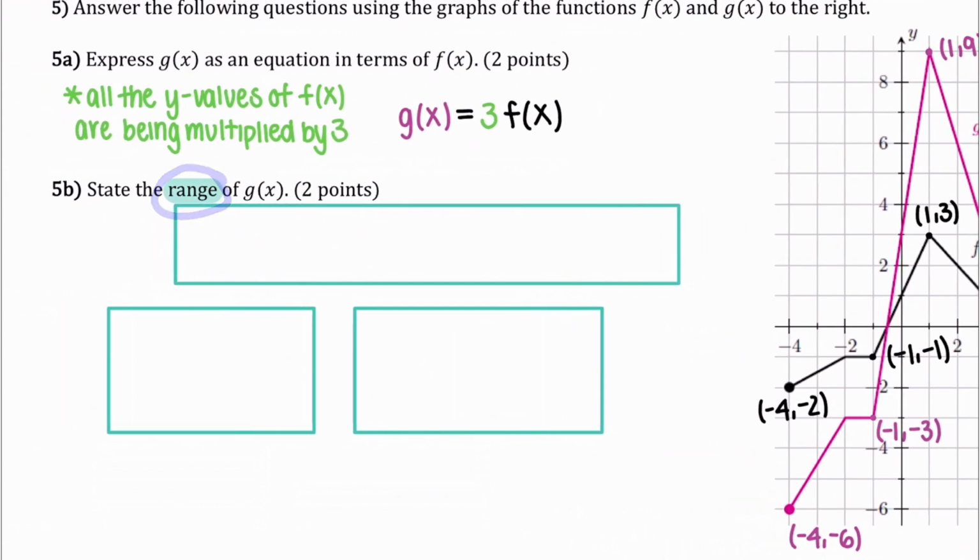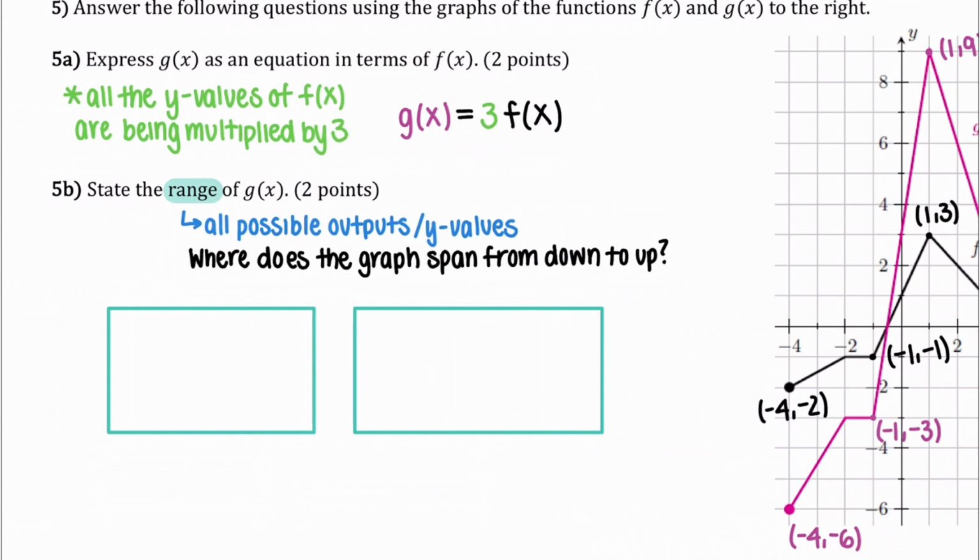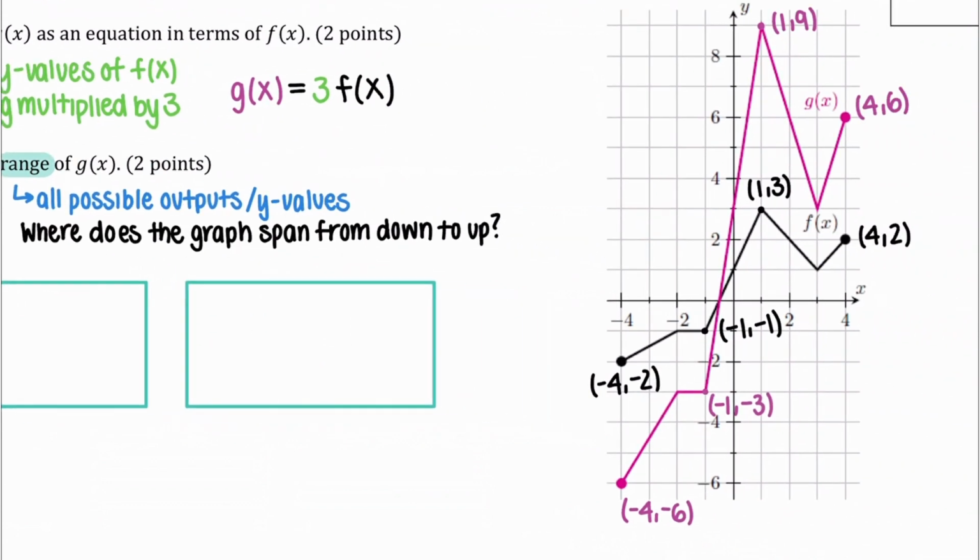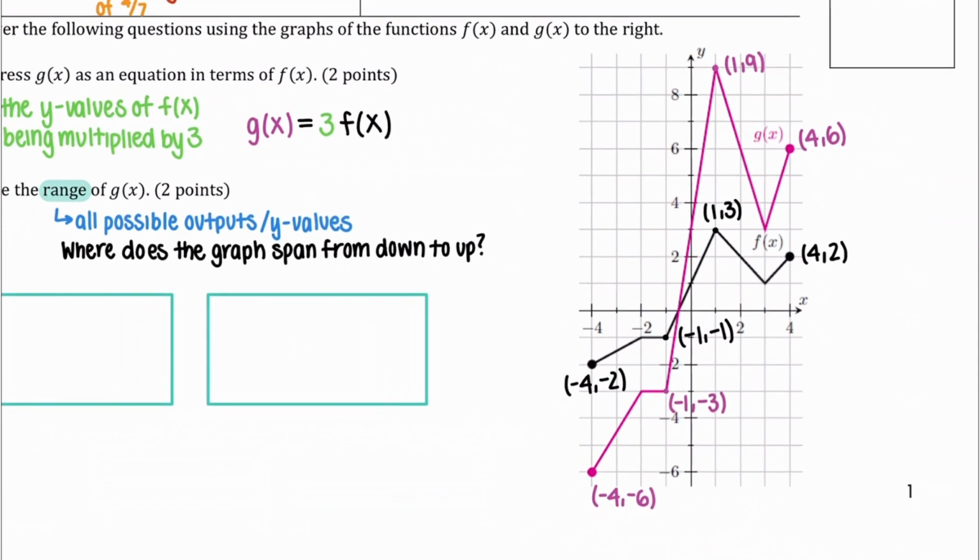Okay, 5b. So here they ask us to find the range of g of x, which again is the pink one right here. And so range, once again, is all possible outputs or y values. Where does the graph span from down to up? So we want to find the lowest point or the lowest y value for g of x. In this case, that's negative 6 right here.